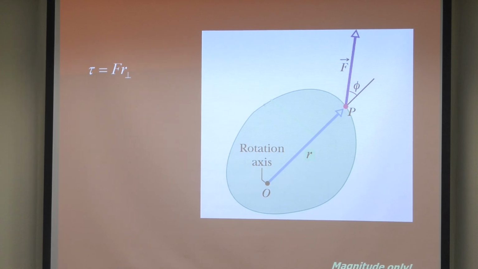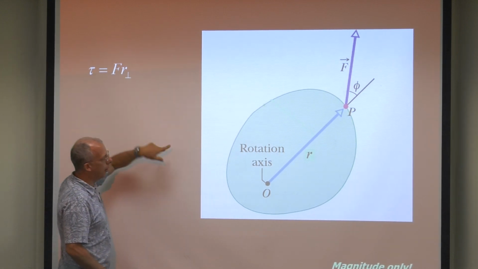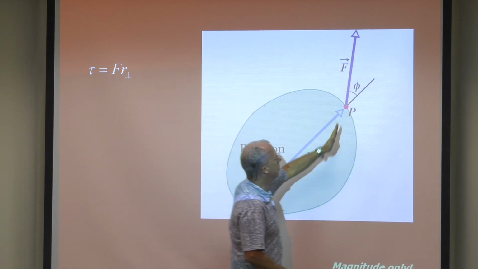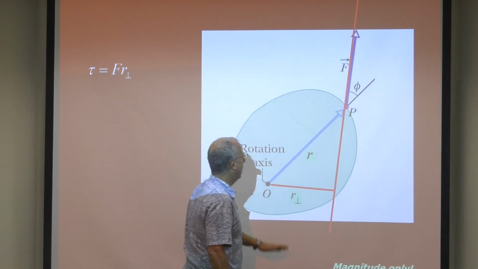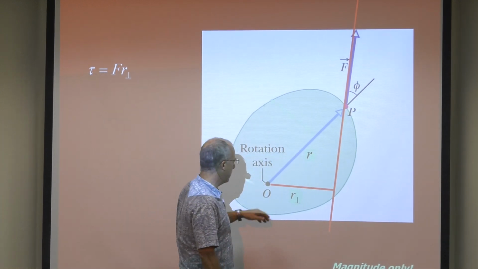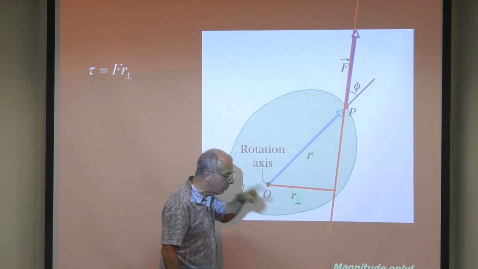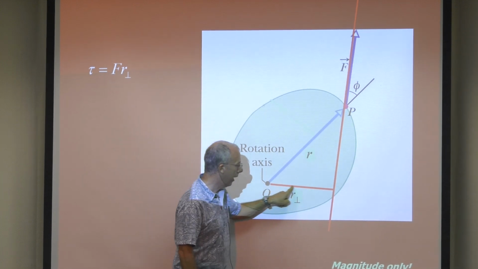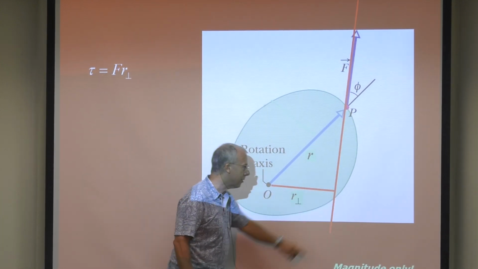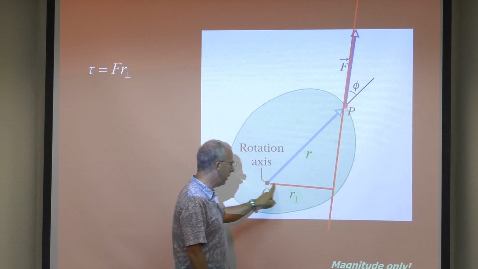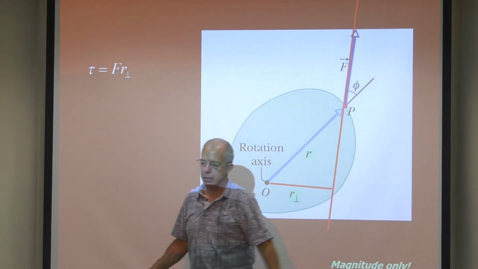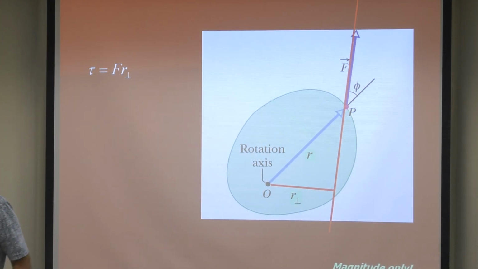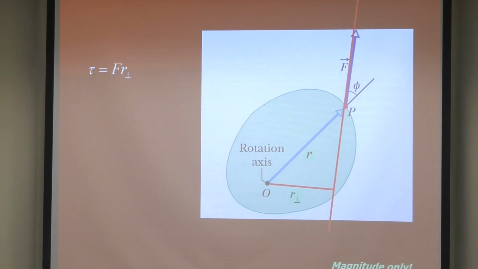So again, the torque is the force times r perp. Here's the force line. So we extend the force line, and then r perp is the perpendicular distance between the axis and the force line. So there it is. So you just multiply this distance in meters times this force in newtons. And that's why on my bicycle it said maximum torque, and the unit was Newton meters, right?